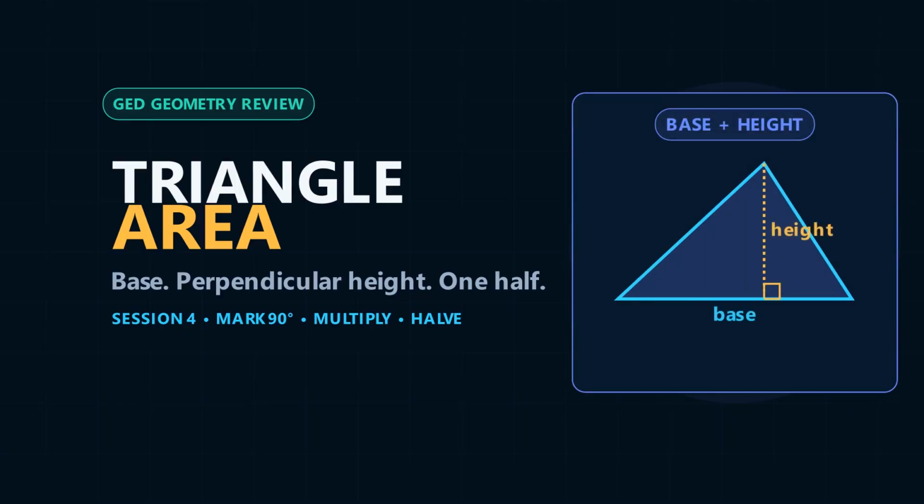We will see why the 1/2 factor belongs in the formula, how to recognize height when a triangle is tilted, and what to do when the height lies outside an obtuse triangle. We will also solve missing dimension questions and practice avoiding the most common GED distractors.